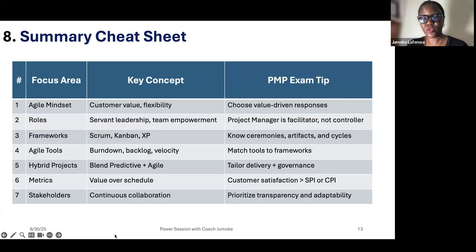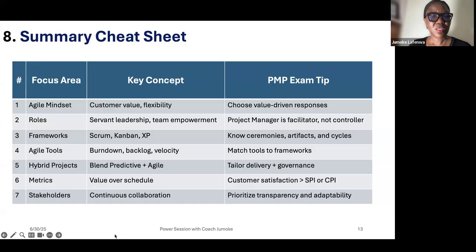And then the fourth, agile tools. I've explained burn down, I've explained backlog, I've explained velocity. So it's important you match these tools to the framework. And then the fifth one, hybrid projects, is a blend of predictive and agile. That's the key concept. And the exam tip for that is that you will tailor delivery plus governance. You will use predictive to plan and for reporting, but for the work itself, you do it iteratively.